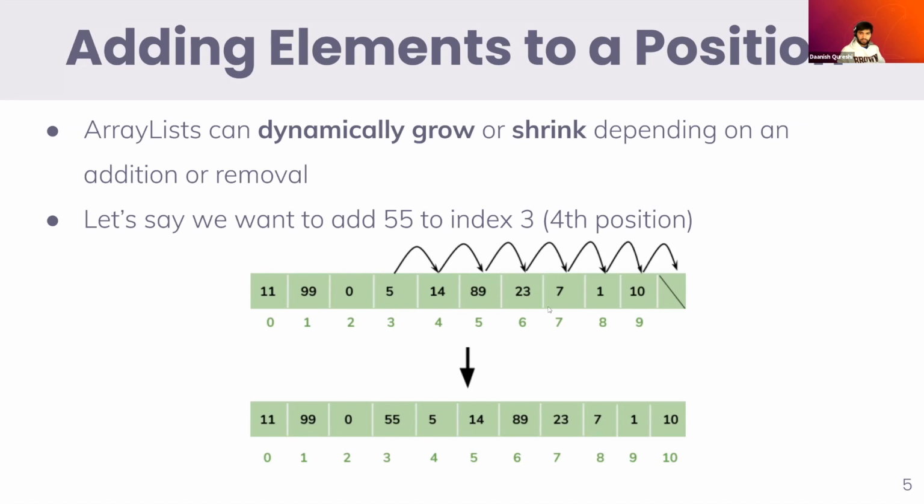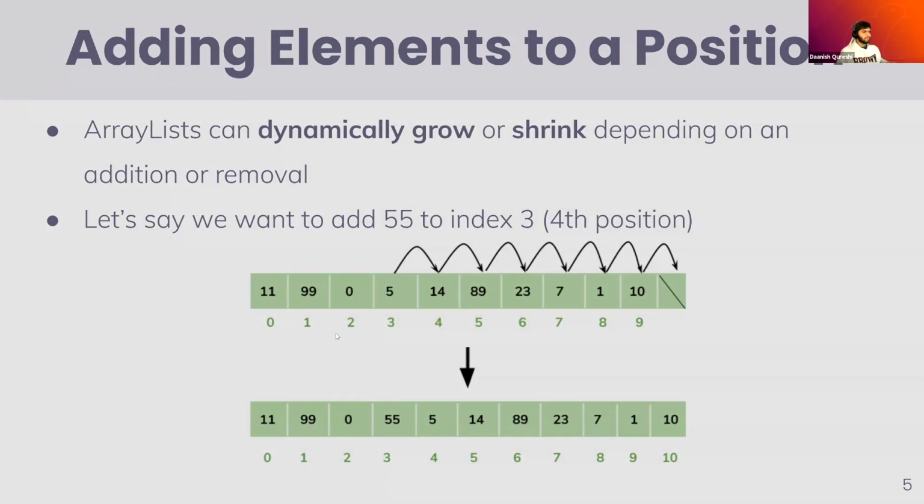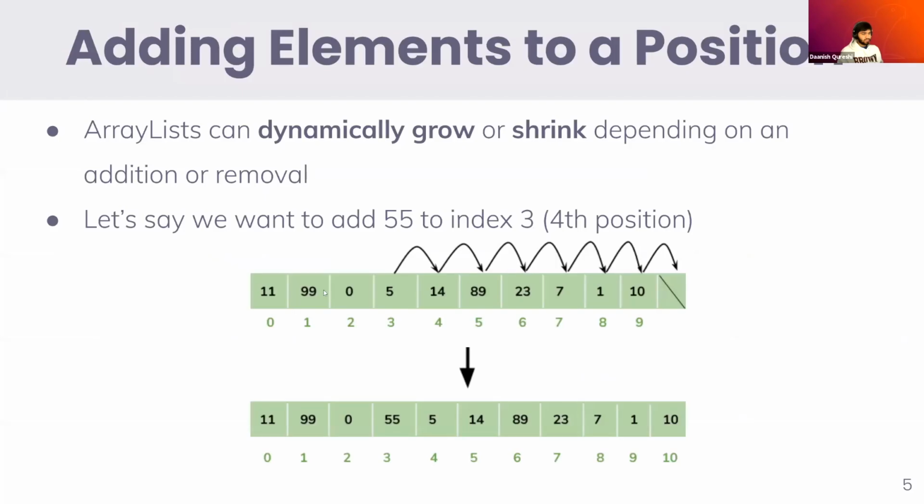Does that make sense? So like I said, if we look back here, array lists can change in length. So this length just went from 10 total elements to 11 total elements. See here, we have 0 through 9. And now once we added it, it's 0 through 10.